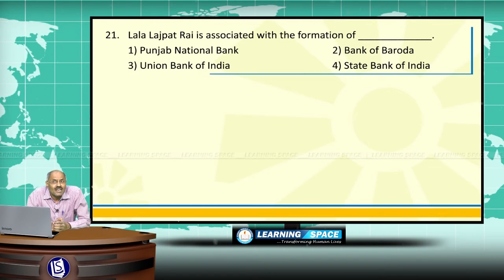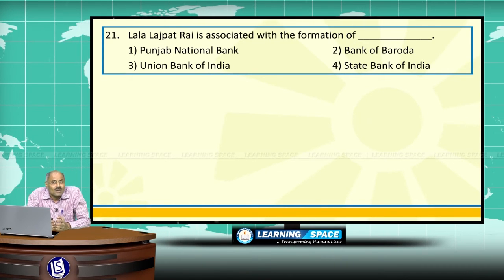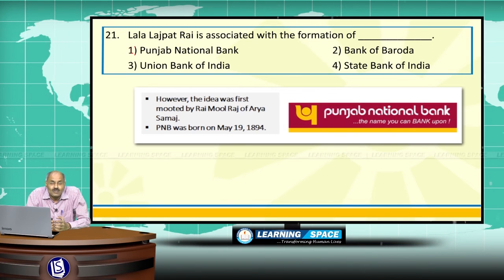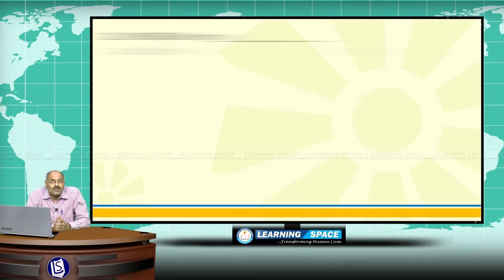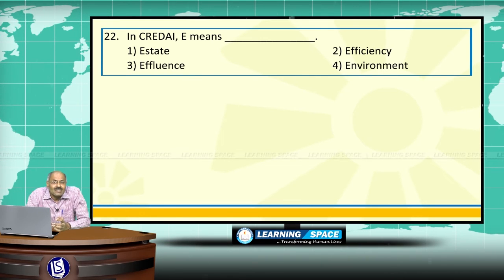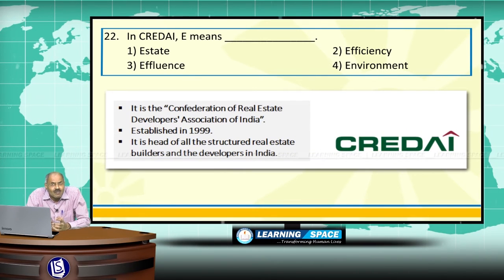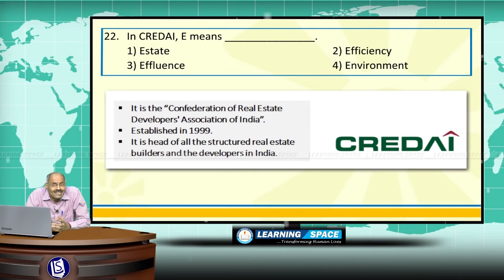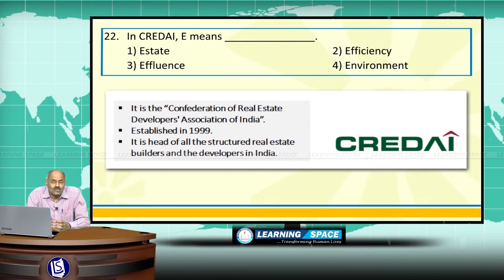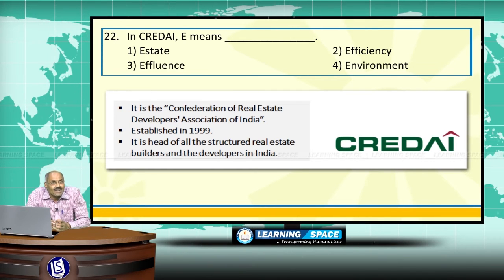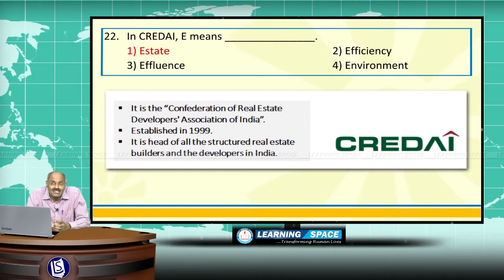Lala Lajpat Rai is associated with the formation of Punjab National Bank, and this Punjab National Bank was born in the year 1894. In CREDAI, E means estate. CREDAI means Confederation of Real Estate Developers Association of India, which was established in the year 1999. So, the answer here is estate.